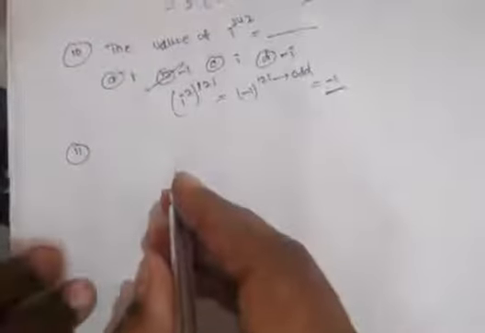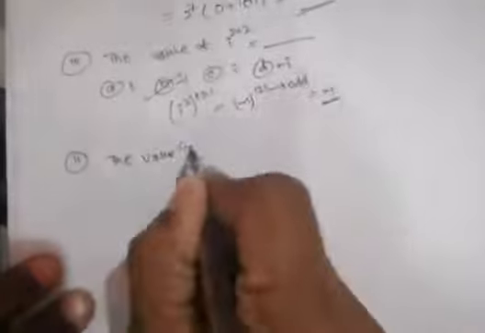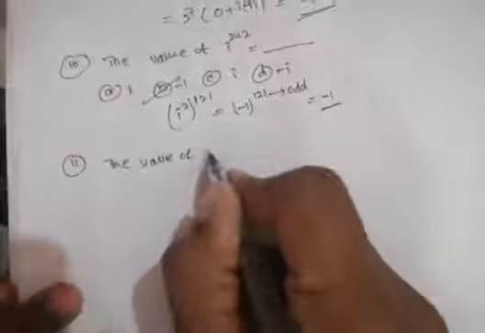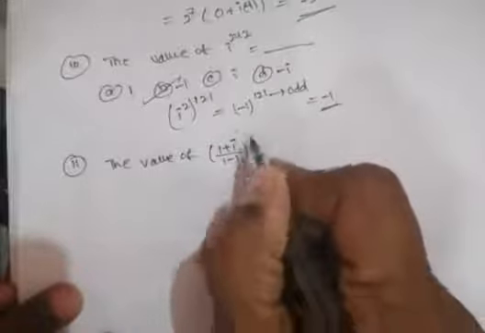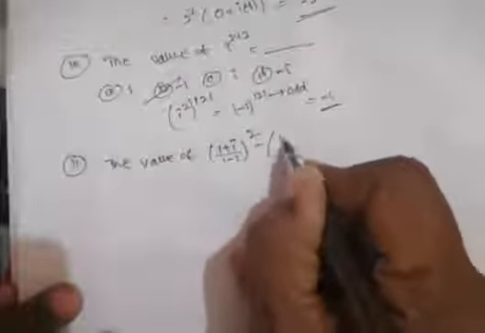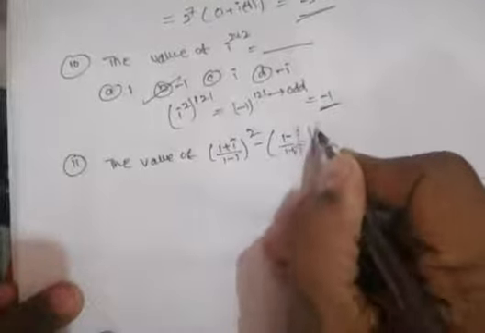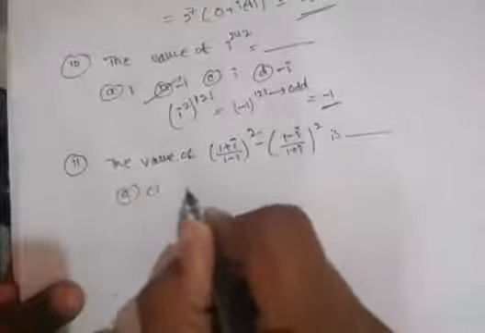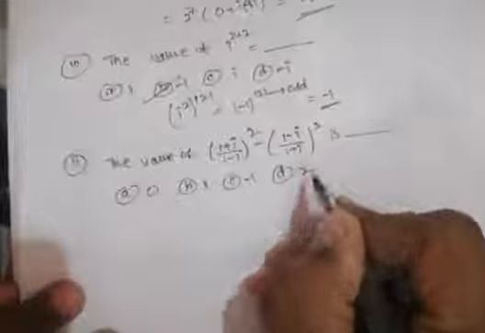Coming to next problem. The value of 1 plus i by 1 minus i whole square minus 1 minus i by 1 plus i whole square is dash. Option A 0, B 1, C minus 1, D 2.